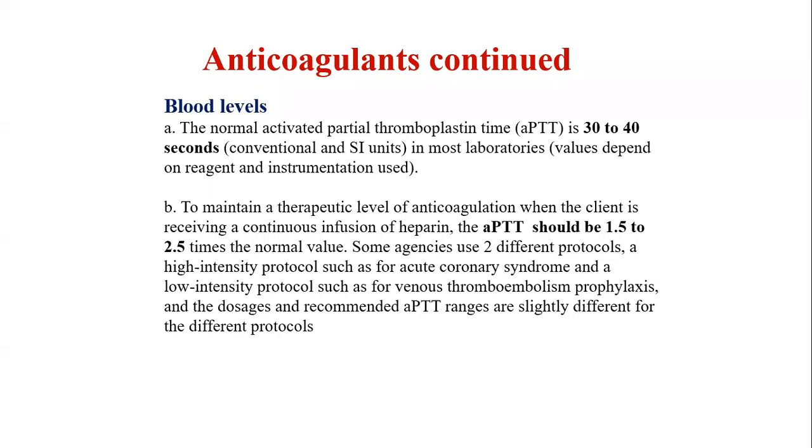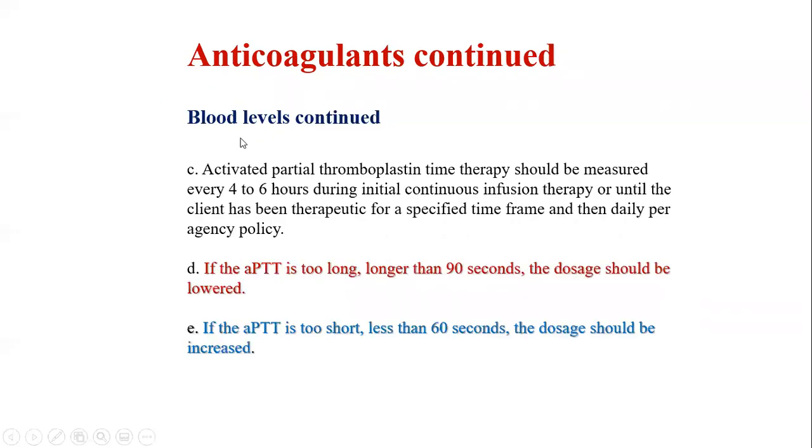What next? Blood level continued. The activated partial thromboplastin time should be measured every 4 to 6 hours when initiating continuous infusion therapy, or until the client has been therapeutic for a specific time frame, or then daily, per agency policies.